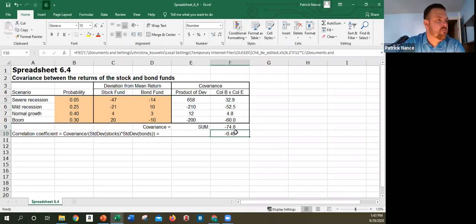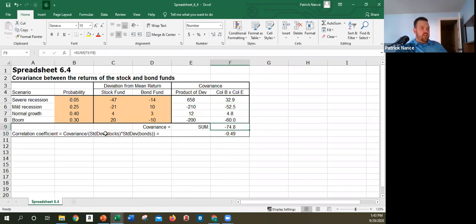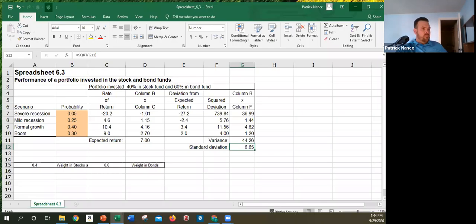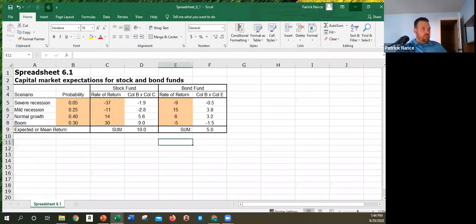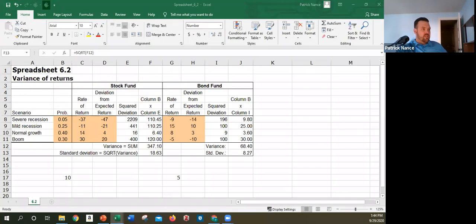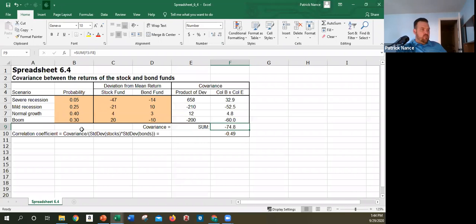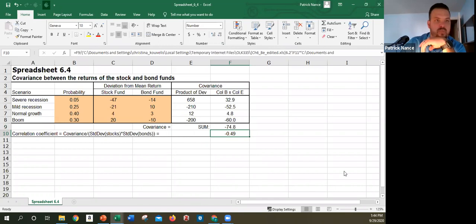So I take my B times E, and then I would want to take my covariance, so that's negative 74.8, times my standard deviation in stocks, which I found on the prior one, I believe. If I remember right. Where's my standard deviation on stocks? There it is. My standard deviation on stocks, which is 18.63, and my standard deviation on bonds, which is 8.27. So I would take my covariance, negative 74.8, divided by my standard deviation on stocks I just found, times my standard deviation on bonds to find this number, negative 0.49.